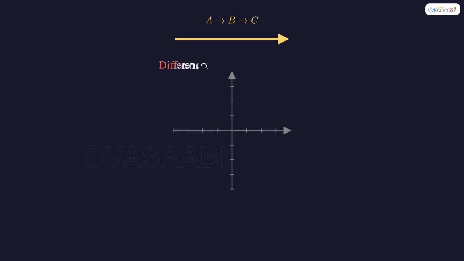Notice, reflection first, then rotation gives us C here. But if we rotate first, then reflect, we get a different position. Order matters.